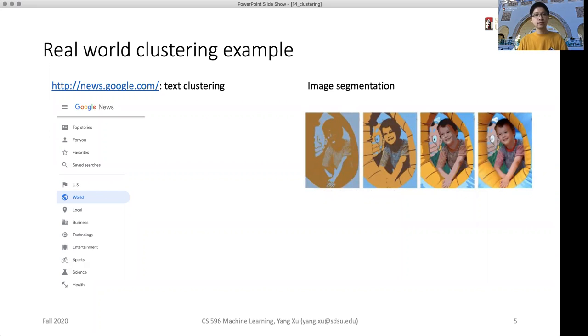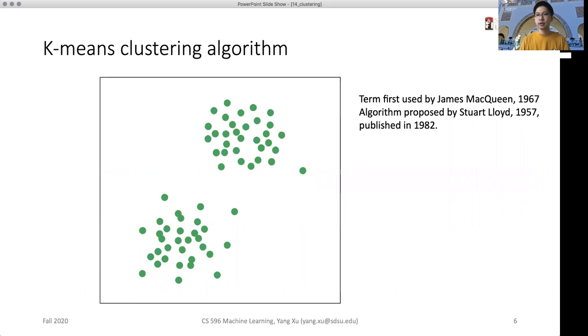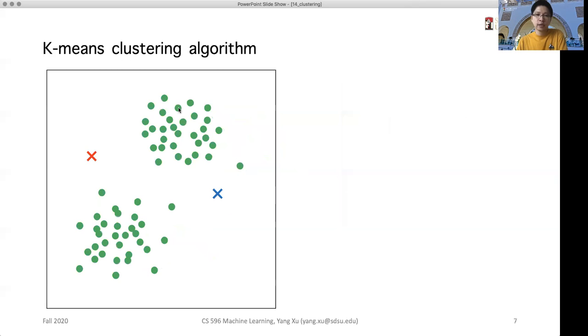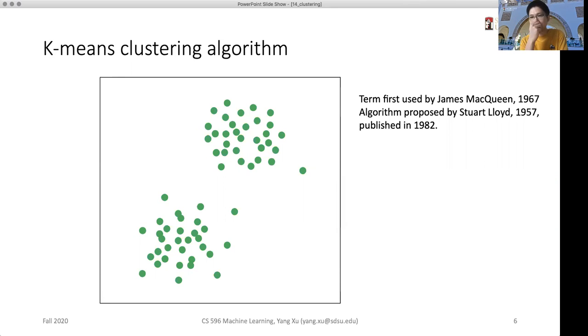Anyway, so after the backgrounds, now let's look into the K-means clustering algorithm first. It's a pretty classical algorithm, first proposed in the 1950s or 1960s. So what this algorithm does, first of all, the K in its name means the number of clusters. So one of its characteristics is that we need to decide K first. This K needs to be arbitrarily selected or pre-selected.